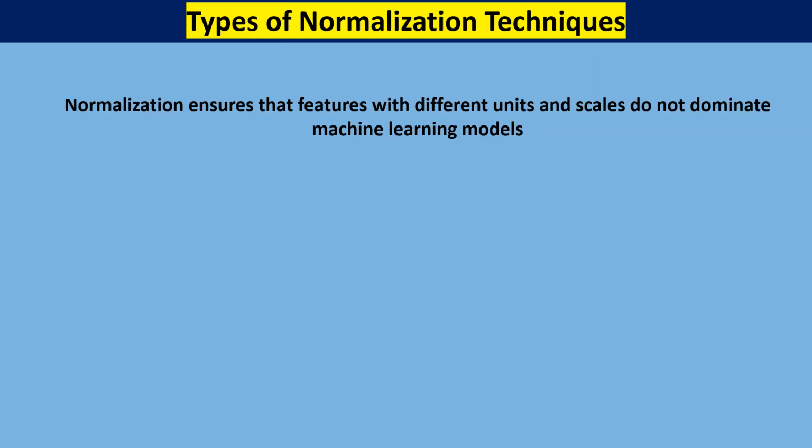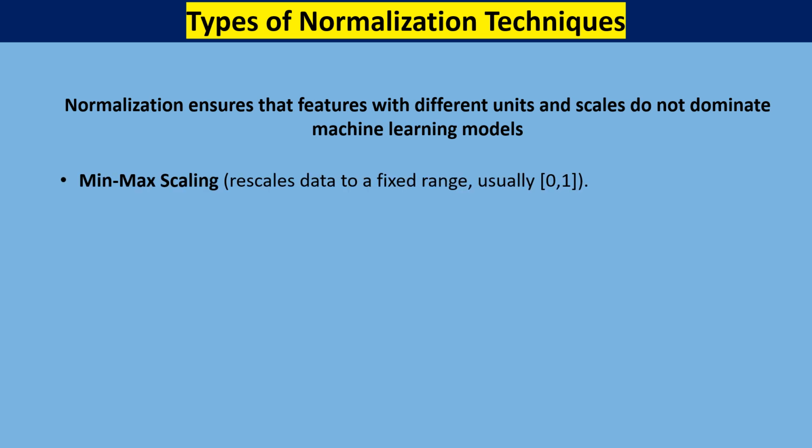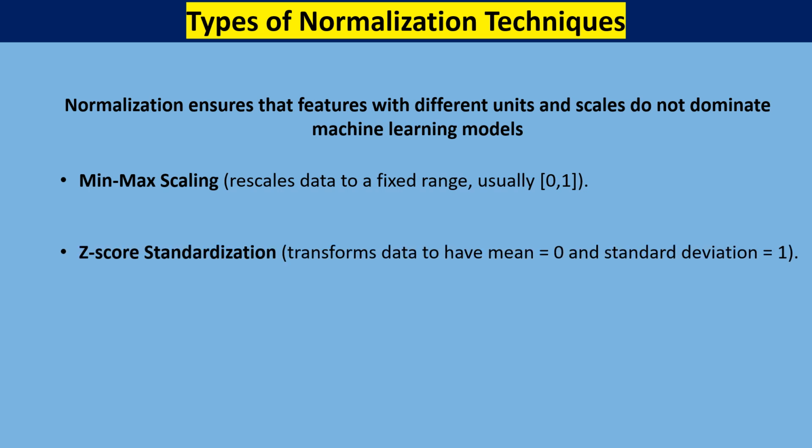Normalization ensures that features with different units and scales do not dominate machine learning models. There are two popular methods. Min-max scaling: this method transforms the data into a fixed range, typically 0 to 1. Z-score standardization: this method rescales the data by subtracting the mean and dividing by the standard deviation, producing data with a mean of 0 and a standard deviation of 1.